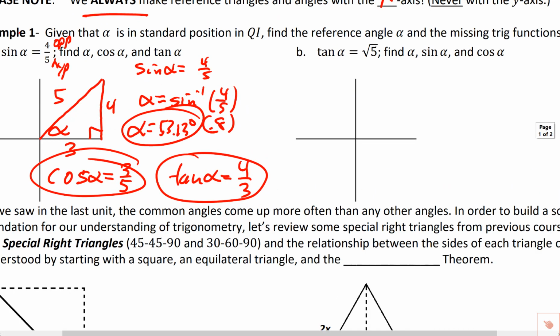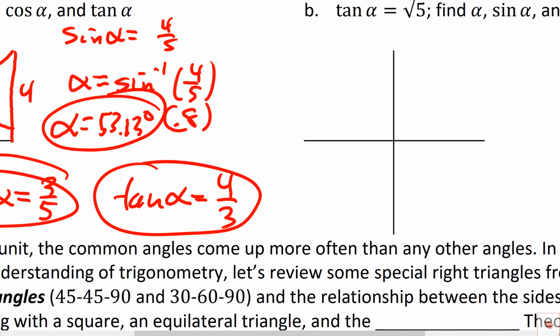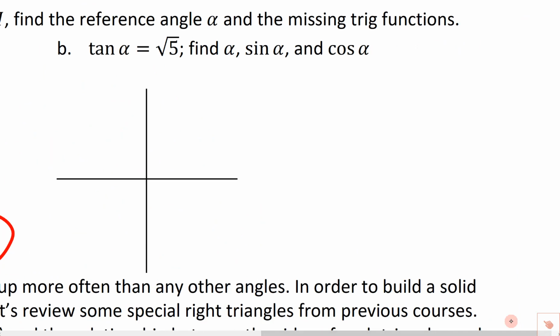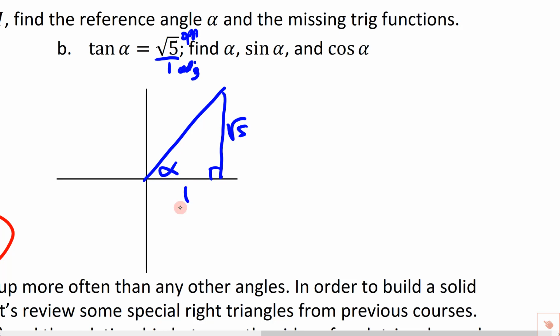Radical 5? Yeah. You sure? Yeah. How can you make it a ratio so everybody else knows it's a ratio? Put a 1 below it. Okay? And this is the opposite, and this is the adjacent. So we're going to draw a triangle. It said it was in quadrant 1, so we're going to make it look like this. This is alpha. Opposite is radical 5. The adjacent is 1.